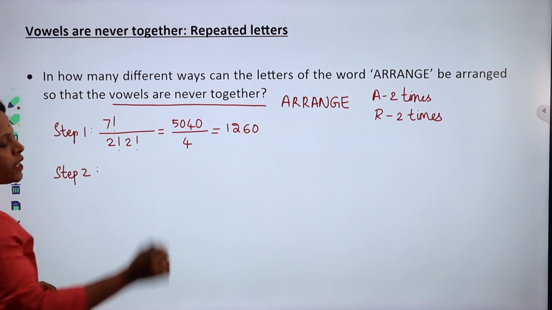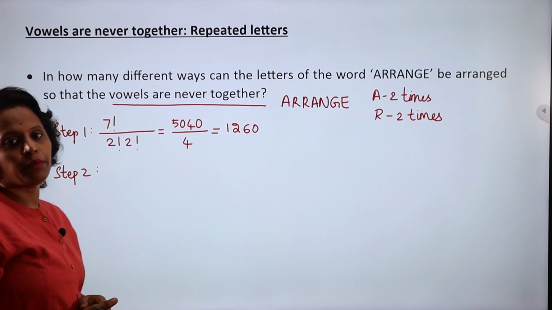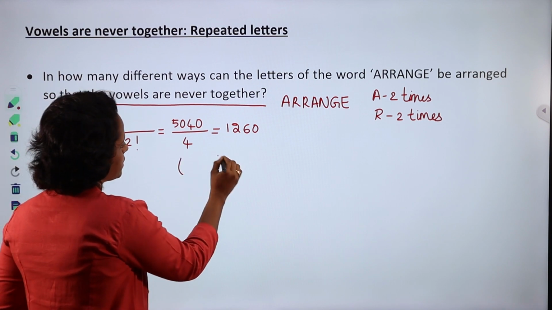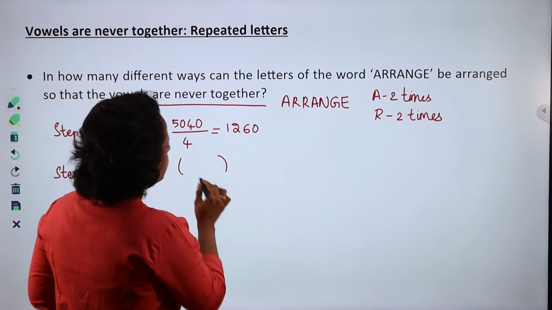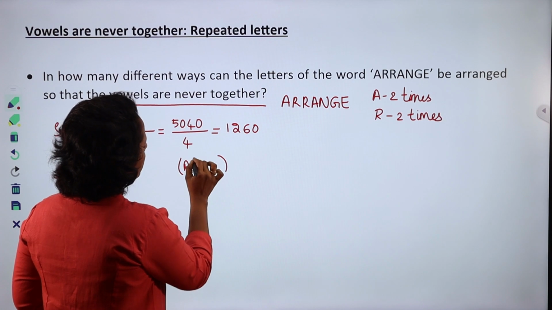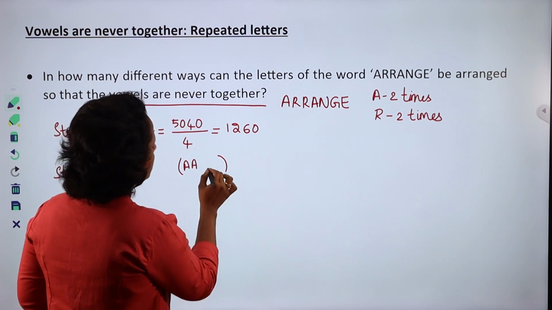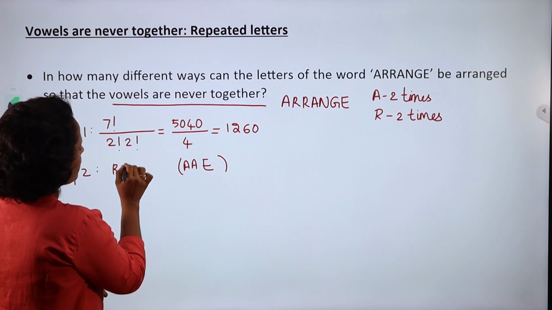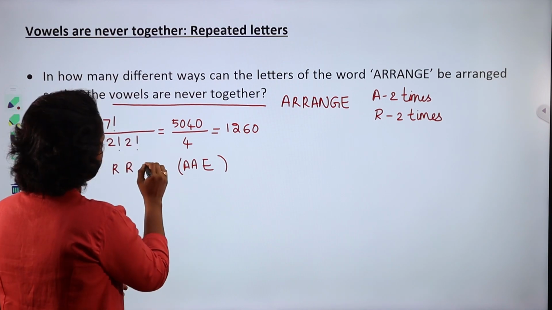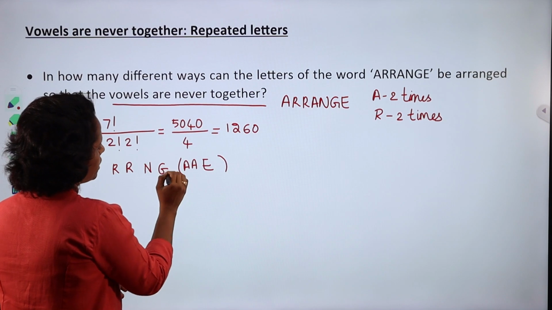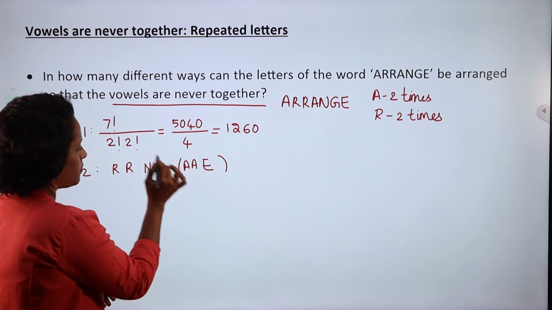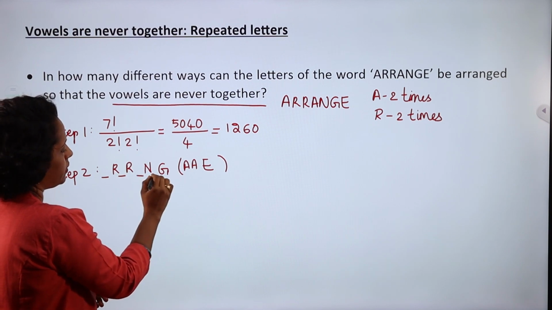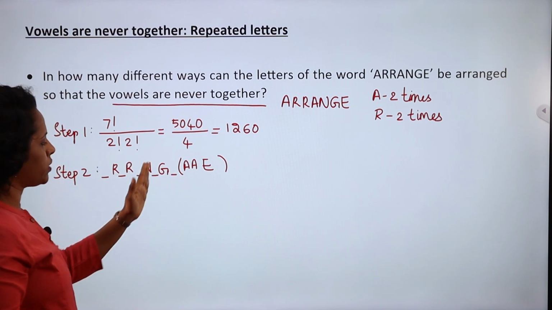Step 2 is total number of words that can be formed in which the vowels are together. First, let's place the vowels in the bracket. What are the vowels here? A, E. The remaining letters are R, R, N and G. This set of AE can come here, here, here, here, here. How many places? 1, 2, 3, 4, 5.